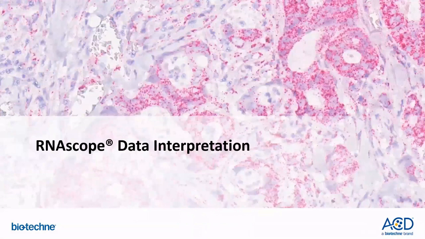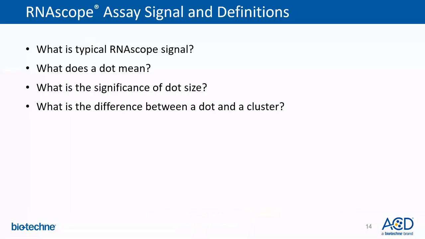Now let's review RNAscope assay data interpretation. We frequently get the same questions from our clients, namely, what is the typical RNAscope signal? What does a dot mean? And does the dot size matter? Why do we sometimes see clusters as opposed to dots? We will address all these questions here.